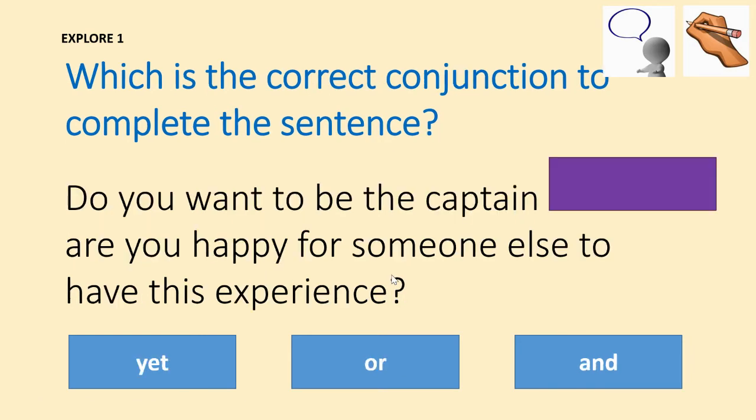Okay, let's try another one. You're going to try this one on your own. I'll read the sentence to you first. Do you want to be the captain? Are you happy for someone else to have this experience? I want you to tell me which conjunction fits in that box. Is it yet or and? I want you to say your answer out loud and then make a note of the conjunction on your piece of paper or your home learning book. Do that now. Press pause.